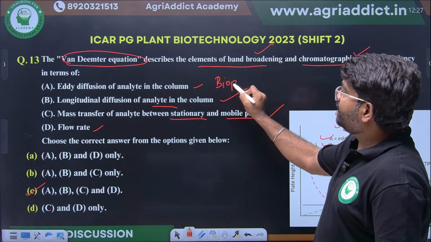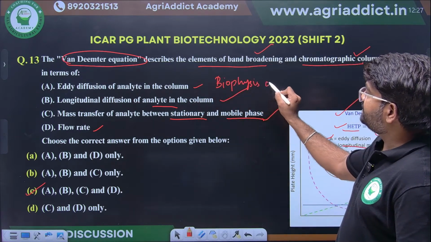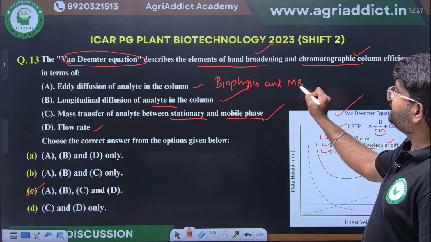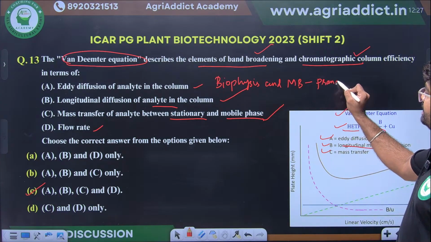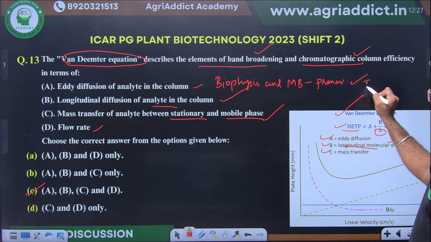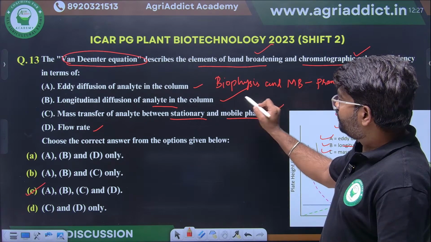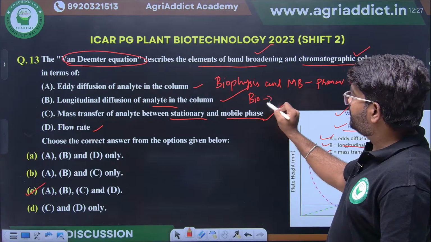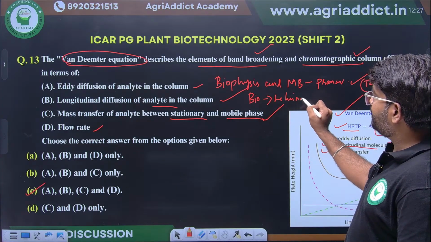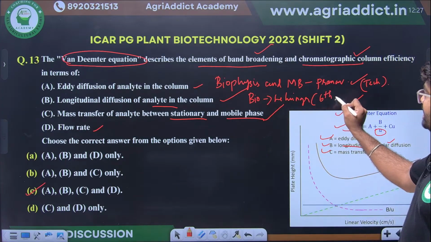Biophysics and Molecular Biology by Pranav Kumar. This is an outstanding book for reading techniques in biochemistry. Techniques in biochemistry. And for normal biochemistry, you go for Lehninger. Lehninger biochemistry, particularly the 6th edition, is excellent.